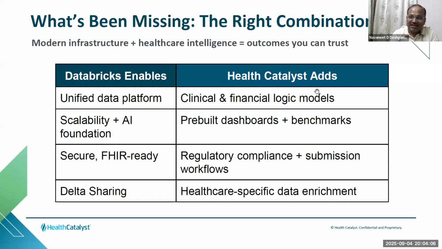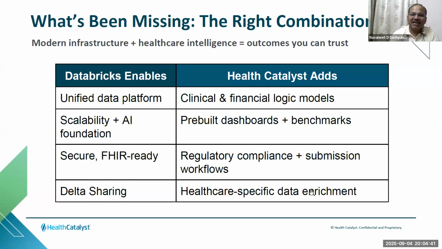Then Health Catalyst adds that this organization is adding regulatory compliance plus submission workflows. Submission workflows were already there in the previous generic models, but regulatory compliance in healthcare becomes too critical because every state, every region, every district has its own regulatory compliances, and sometimes in a different language also. So it has to offer multiple languages. And then came something in the US, since they have more or less only one language: Delta Sharing, with healthcare-specific data enrichment.